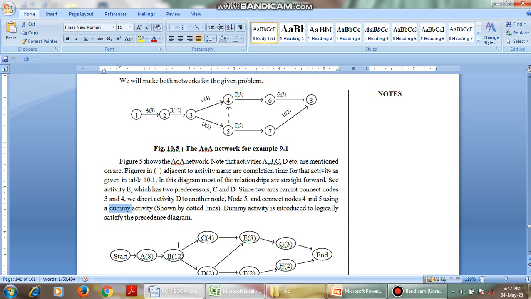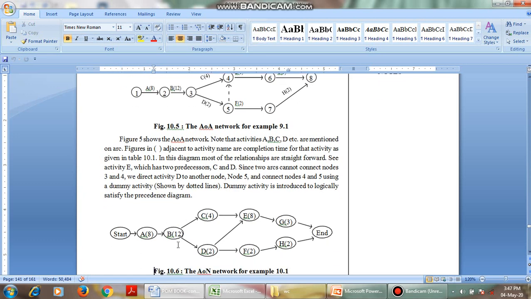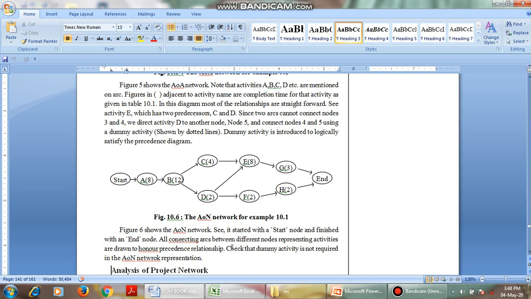Let us see the other method in a simple way, that is activity on nodes. The starting activity is A, which completes in 8 days. After A it is followed by B, and after B it is followed by C and D. D is related to E in dummy form, and E and F are preceded by these, and then G, H and the end of the activity.